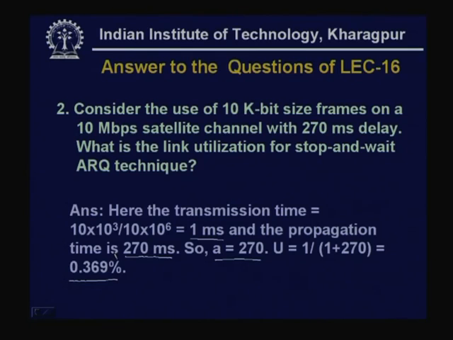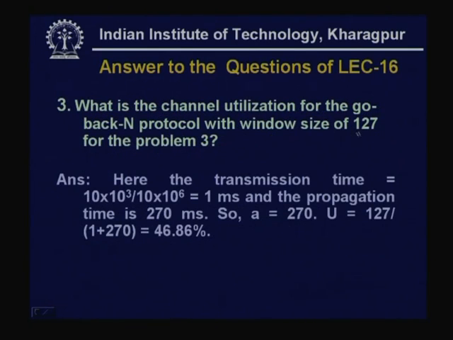0.369%. On the other hand, when you are using go back N ARQ with window size 127, that means you are using 8 bits for the frame number. In such a case, the value of a is 270 and obviously the utilization will be 46.86%. And if you use more bits, that means a larger window, then it can be even 1.